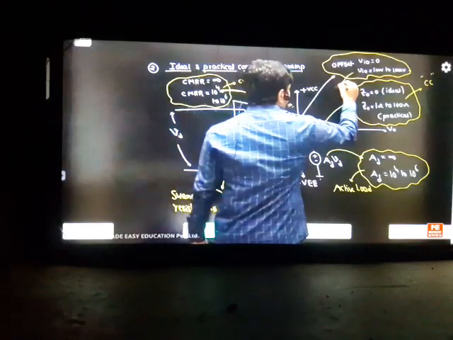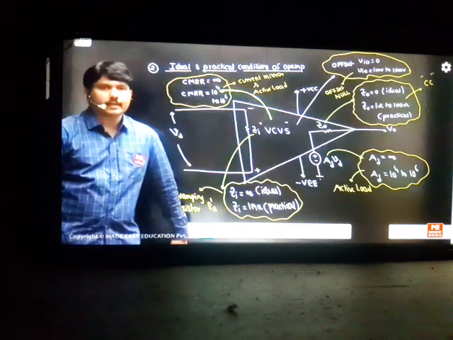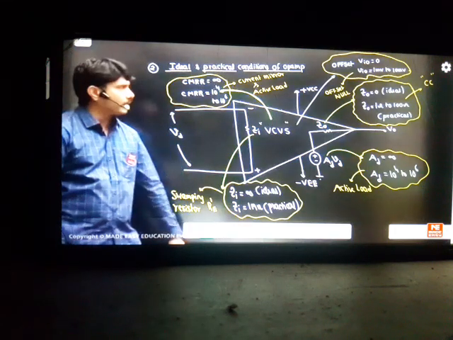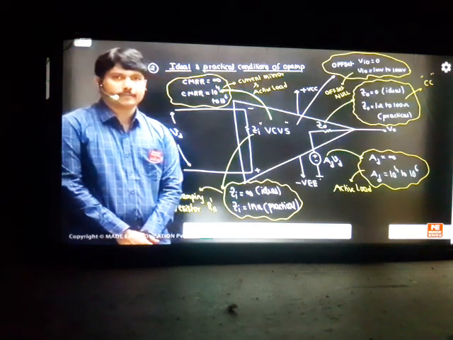To nullify this, in the future we are going to use a technique. To nullify this offset, we have offset nulls, which are seen at terminal 1 and terminal 5 in the IC. We'll use some adjustments there called potentiometers. With the help of potentiometers, we'll adjust the offset null points. Finally, we'll make VIO, the input offset voltage, 0, so that we can start amplifier designs. So this is the beauty of the concept.